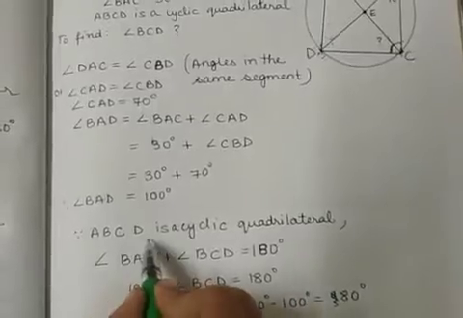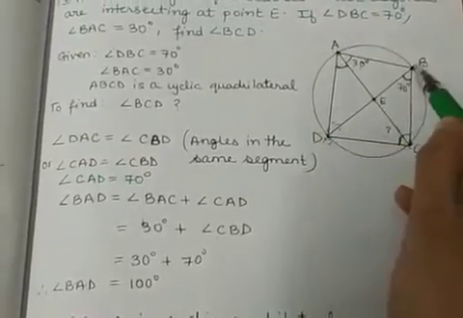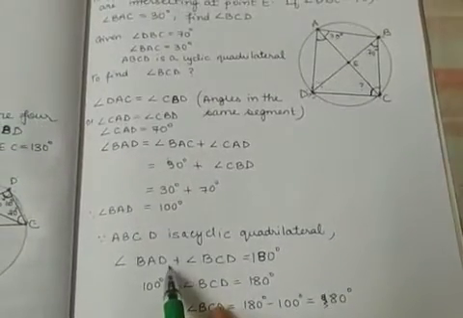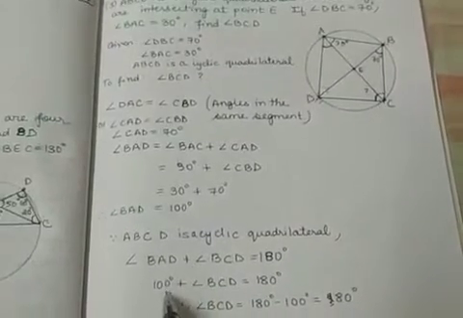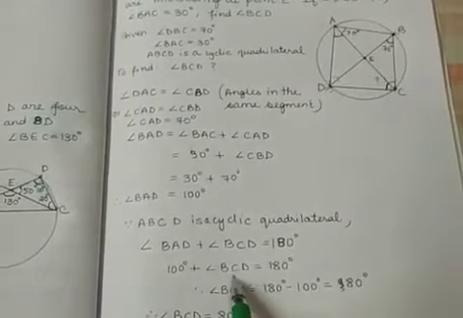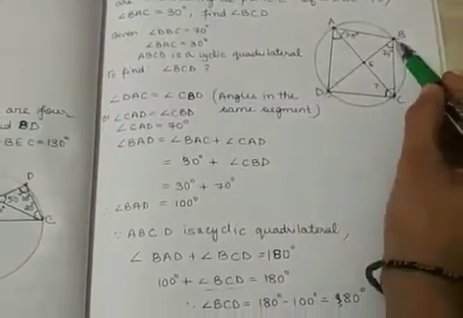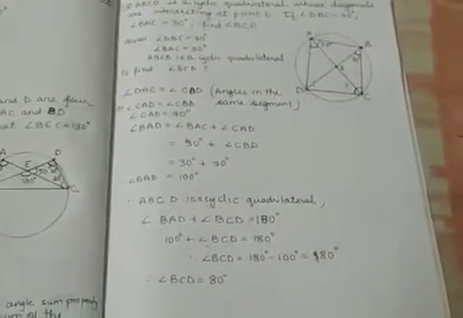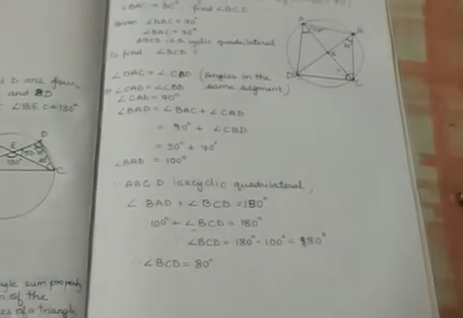Now since ABCD is a cyclic quadrilateral, angle BAD plus angle BCD will be equal to 180 degrees. So this is 100 degrees plus angle BCD is equal to 180 degrees. So angle BCD is 180 minus 100, which is 80 degrees. So this is how we use the theorems that we have studied to solve the given problems.